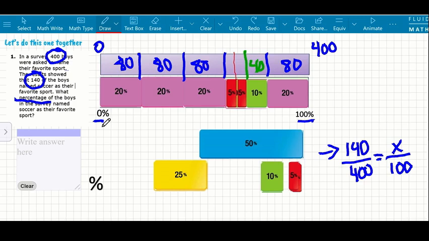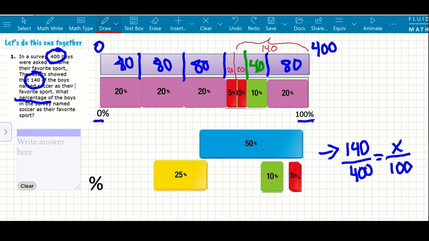So when I split that in half, each one of those 40s now becomes 20. So this 40 is 2 sets of 20, so 20 and 20. Okay, now when I look at this, let's see if we can get 140 using these 3 sections right here. So 80 plus 40 plus 20 does equal my 140 that I am looking for.